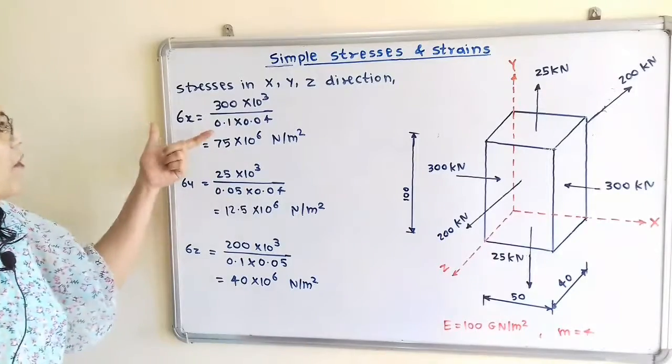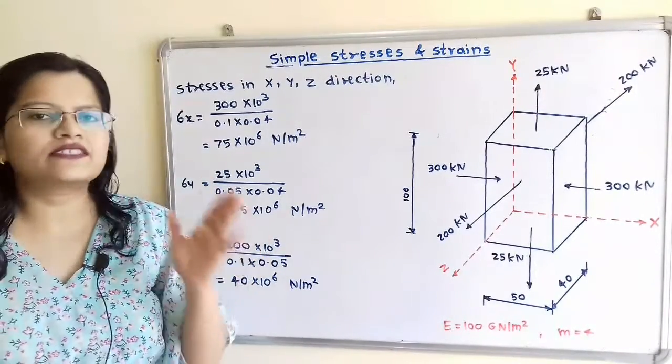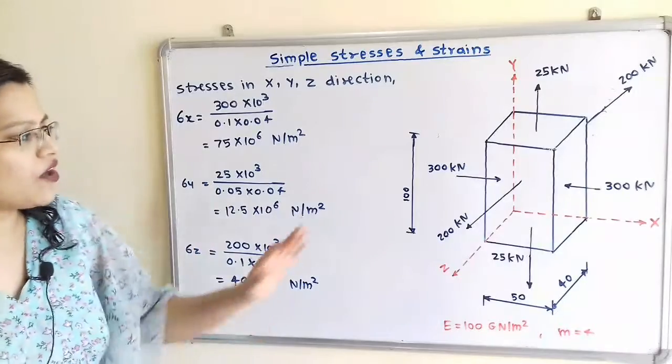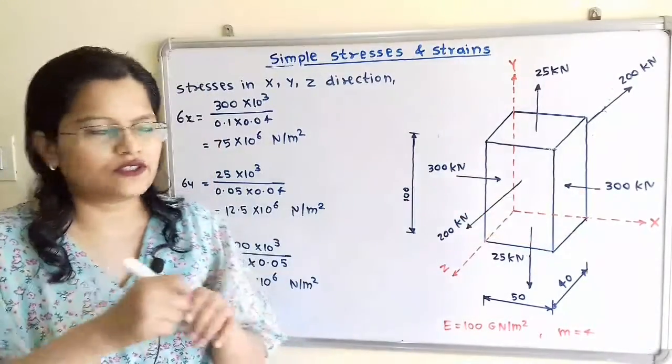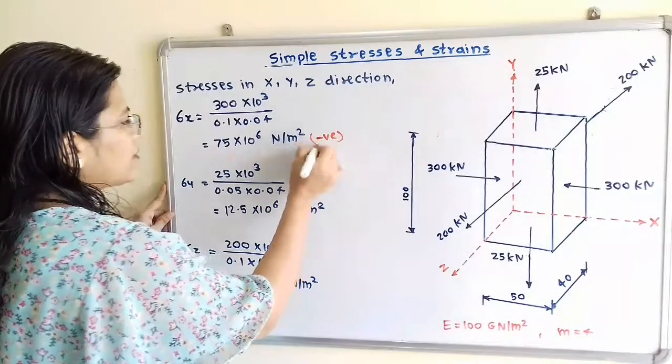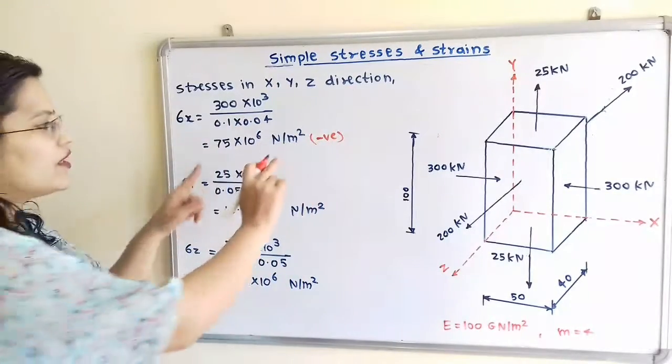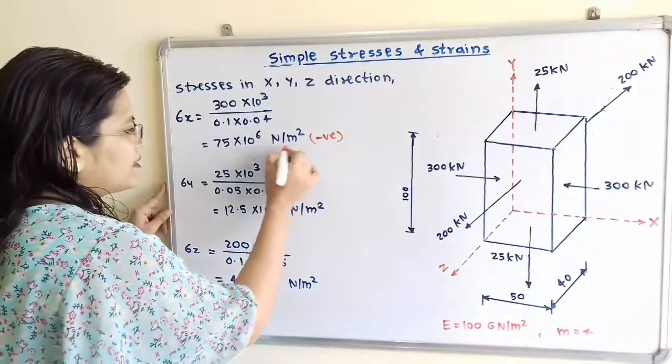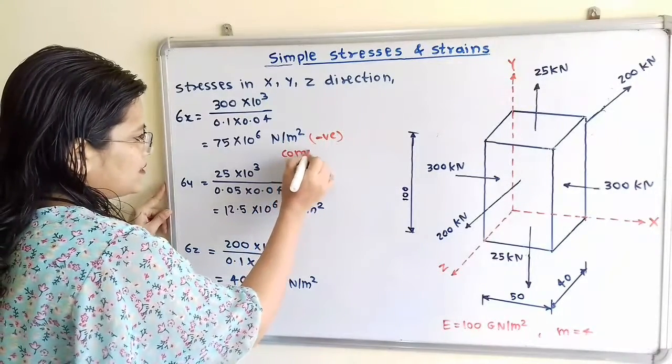Now this type of stress is known as compressive stress because the force is compressive. So we have to use a negative sign while we write its magnitude, and we have to write in the bracket, this is the compressive.